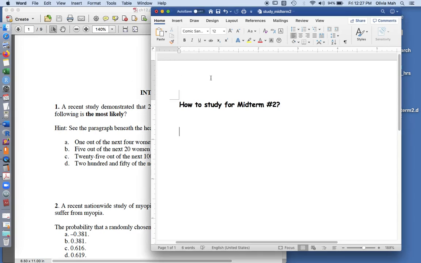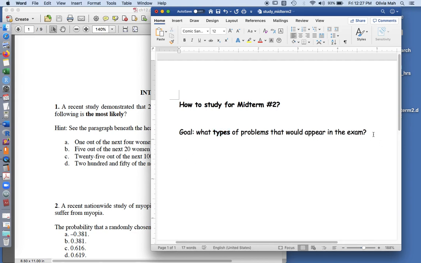How to study for midterm 2. So your goal is to figure out what types of problems would appear in the exam. The emphasis is the types of problems because there are many homework problems, right? But they are classified into different types.